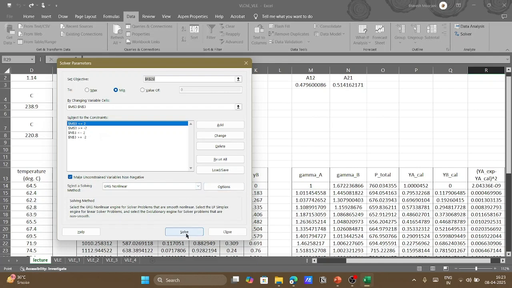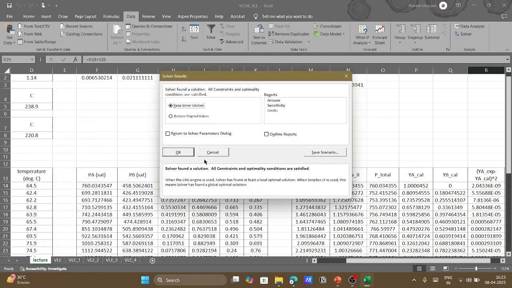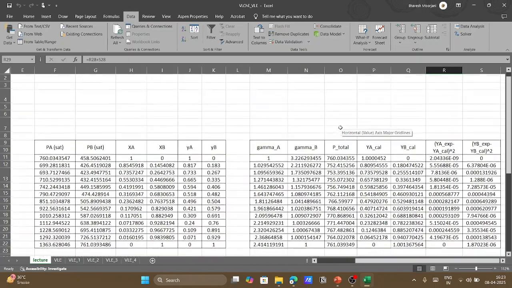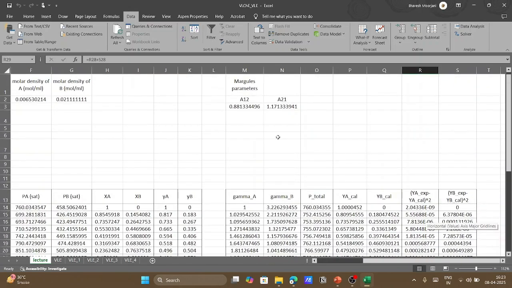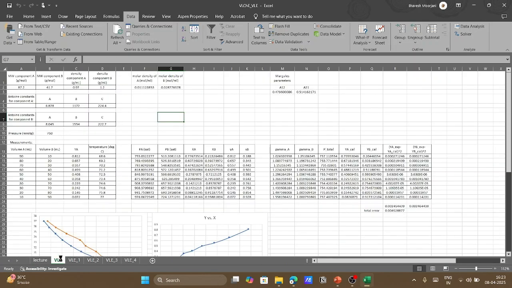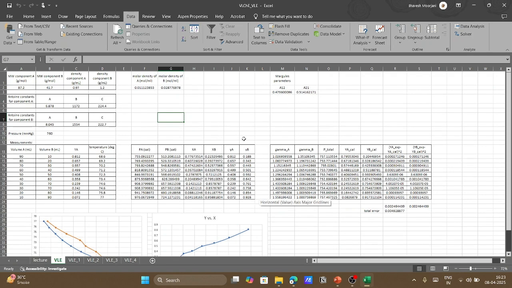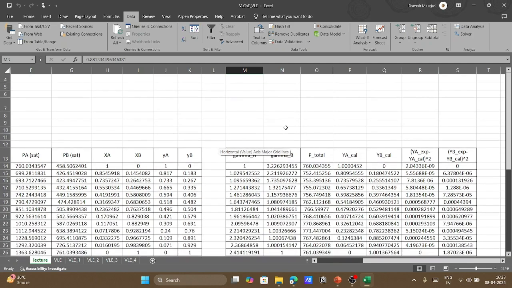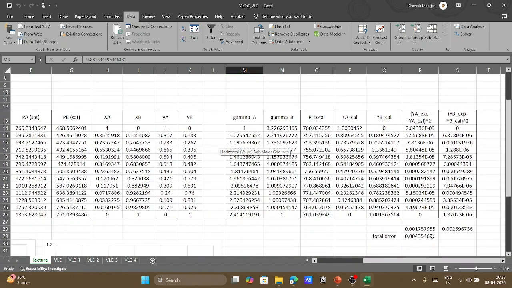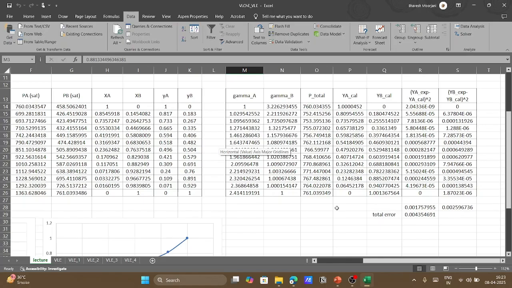Once you do that, you can use the Solve button. Solver will solve it and then you will find the corresponding new value. So you can see your error has been minimized and there are new parameters. Instead of 0.4 or something, I think it was 0.47 and 0.51, now you have got the values of 0.88 and 1.17, and correspondingly your error has been minimized, right? Still there is some higher value in the mole fraction, but that is due to the calculation error part.